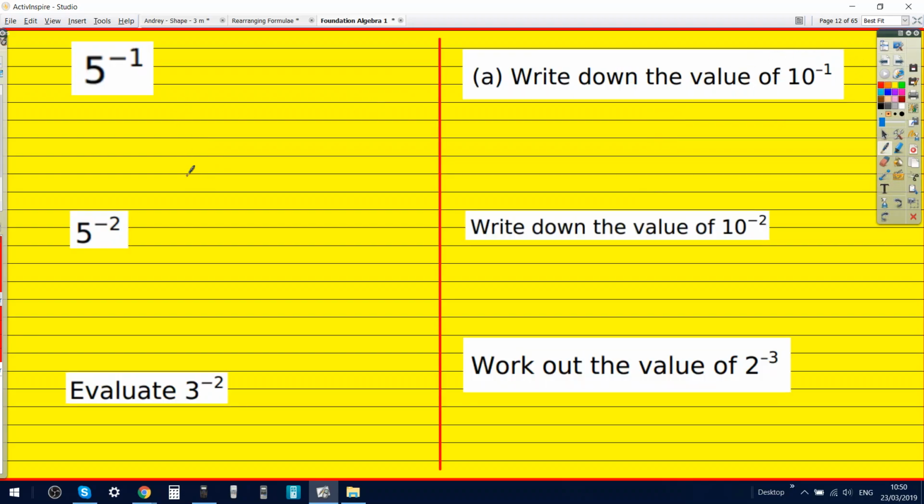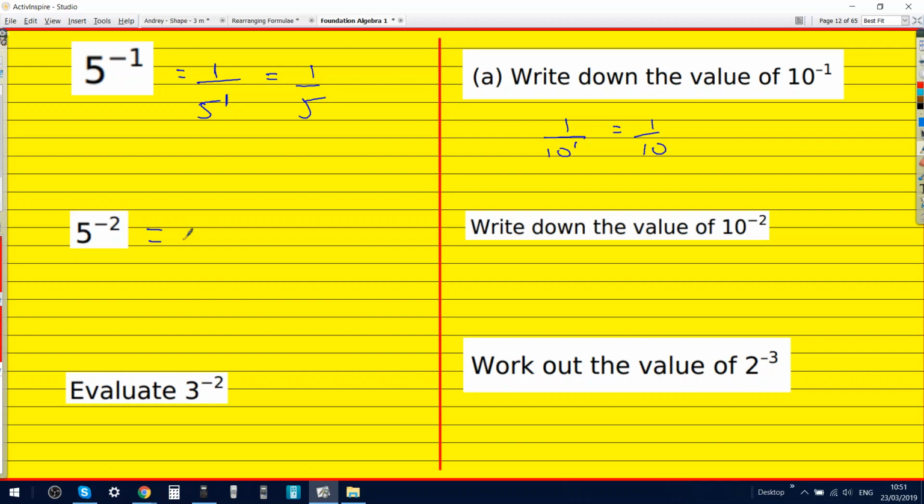Do you know how these work? Top left one. No, I'm not sure. It is the same as the reciprocal, and you change the sign to positive. So 5 to the minus 1 is 1 over 5 to the plus 1, which is 1 over 5. Okay. Top right. So would that be 1 over 10 to the power of 1, which is the same as 1 over 10? Yeah.